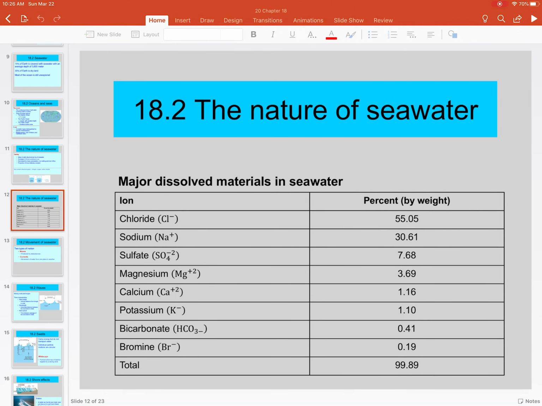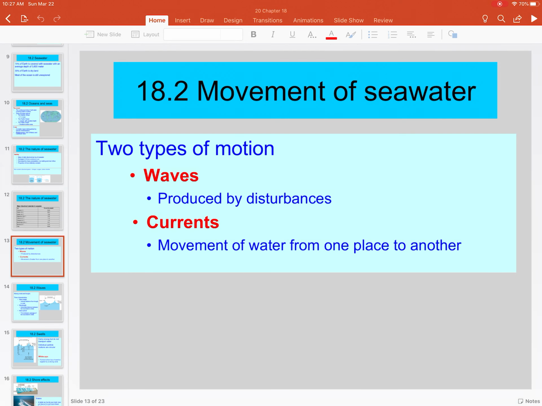So the things that are dissolved in water, the major components, sodium and chloride, which are table salt, NaCl, are the two major ones. Everything else is pretty much less. If you see, sodium and chloride make up about 85%. And so everything else, the sulfate, magnesium, calcium, potassium, bicarbonate, bromine, they all make up less than 15% of seawater.